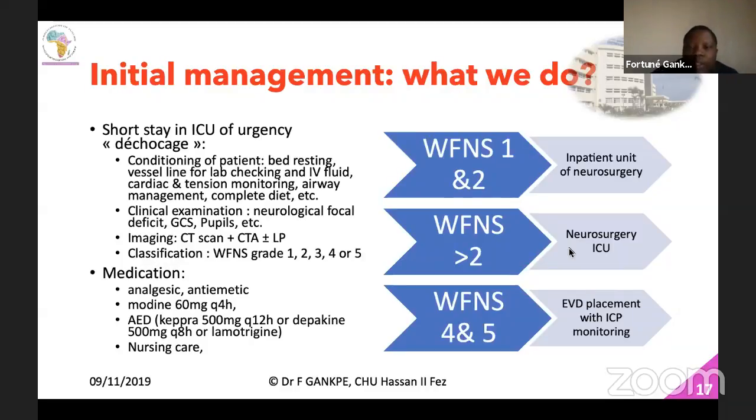When the patient was WFNS 1 or 2, our patients were admitted in the inpatient unit of neurosurgery, not in the ICU. When the patient was in poor grade, we admit them in the ICU. And when the patient has WFNS grade 4 or 5, EVD placement is automatically done with ICP monitoring. So it could be very different from other settings, from other hospitals or other departments. This is adapted to our condition here.